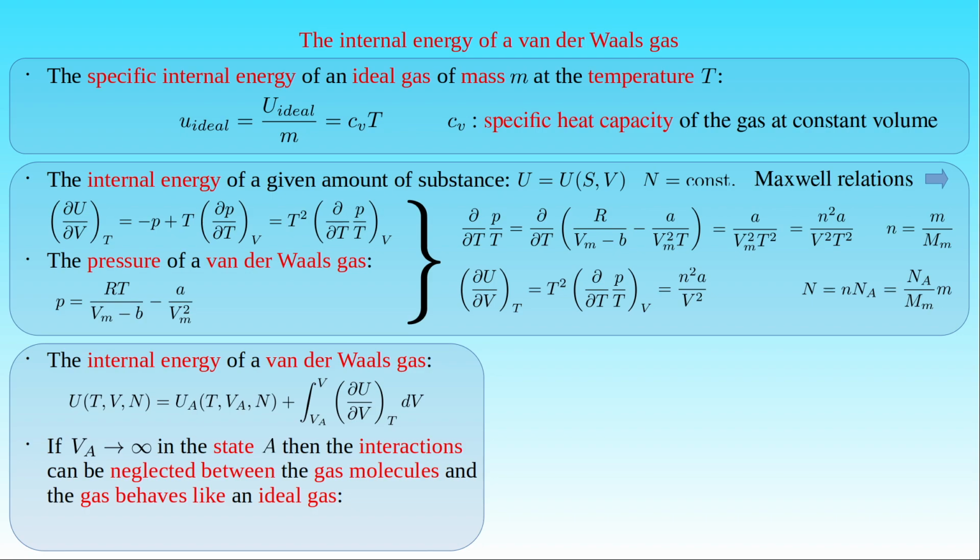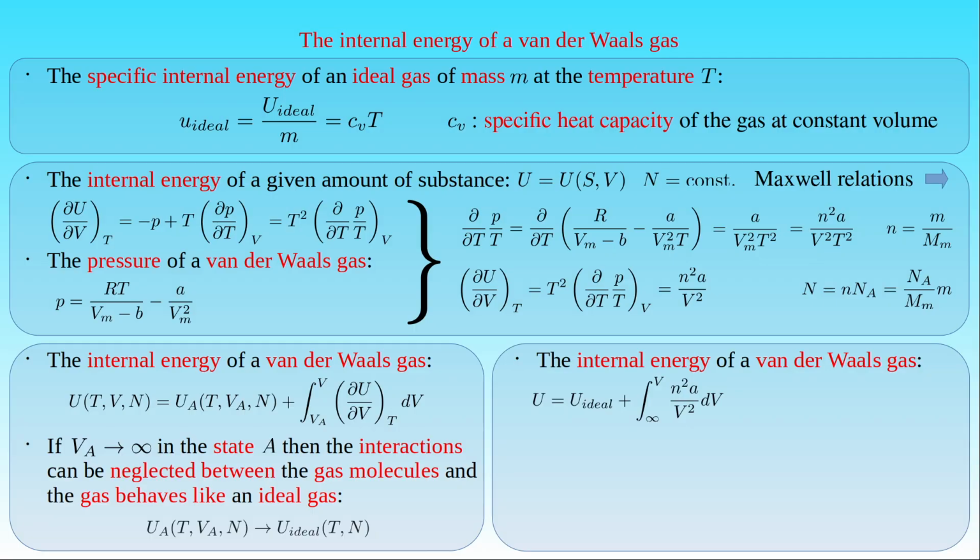As a result, the average distance between a finite number of particles or molecules of the substance becomes so great that the intermolecular forces can be neglected between the molecules and the gas behaves like an ideal gas. This means that the internal energy of the system in the initial state A tends to the internal energy of the same amount of ideal gas at the same temperature. Then the internal energy of a van der Waals gas is equal to the internal energy of the same amount of ideal gas at the same temperature, plus the integral of n squared times A over V squared with respect to V from infinity to V.